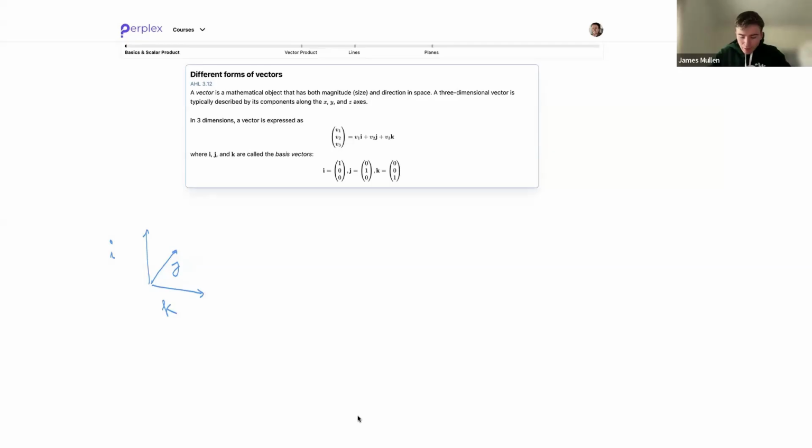Once I've done that, I can represent my vector in column form. And remember that I said that this v1 component is the i component. So I can write the vector alternatively as the sum of some number times the i component: v1 times the i component plus v2 times the j component plus v3 times the k component.